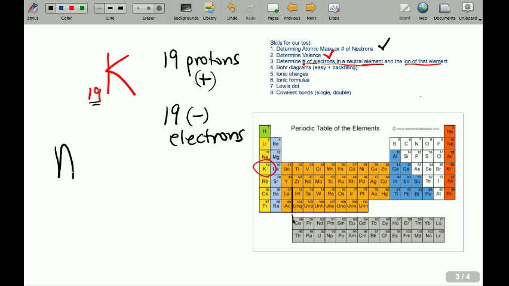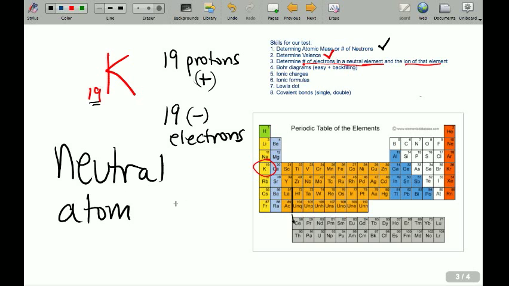So, in a neutral atom, the number of protons equals the number of electrons. Cool? So if on the test I ask you, hey, there's a neutral nitrogen. How many electrons does that guy have? Total electrons. 7 protons, 7 electrons. Cool? All right. So that's easy.